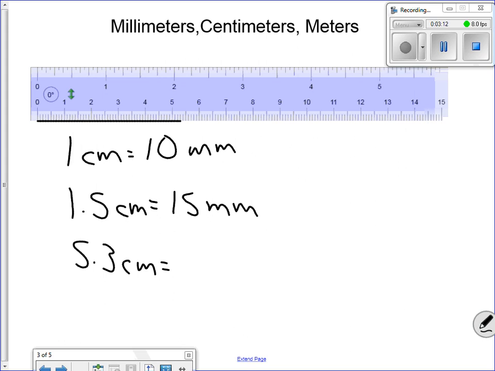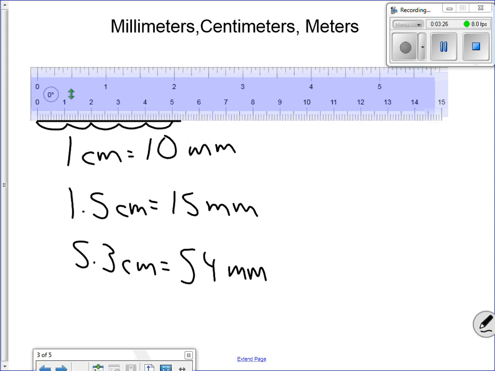5.3 centimeters would be how many millimeters? Well, we'd have 50, right? Because here would be 10, 20, 30, 40, 50, and 3 millimeters.